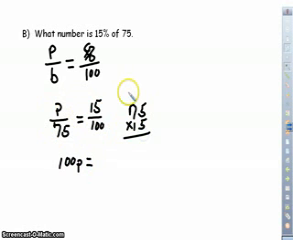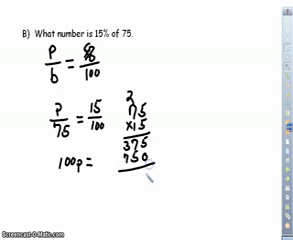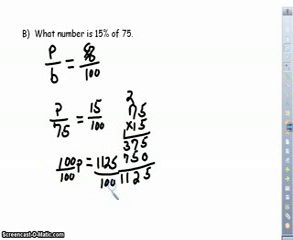Most of you are doing this in your calculator, which is 1125. Now you're going to divide both sides by 100. And when you do that, P equals 11.25. That is the number, the part. As you can see, it doesn't always have to be a whole number. It is a decimal in this case.